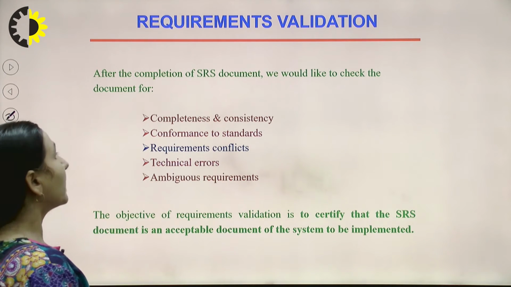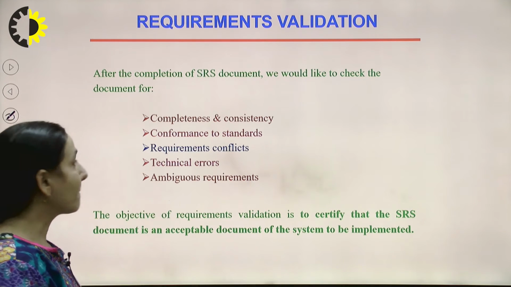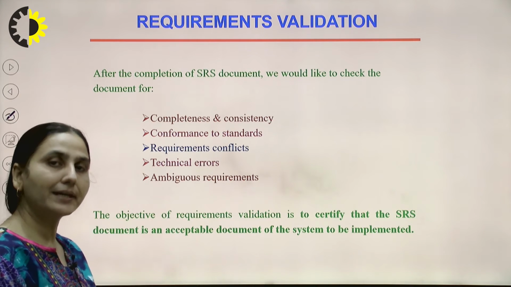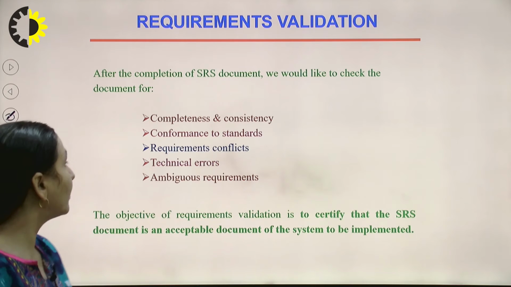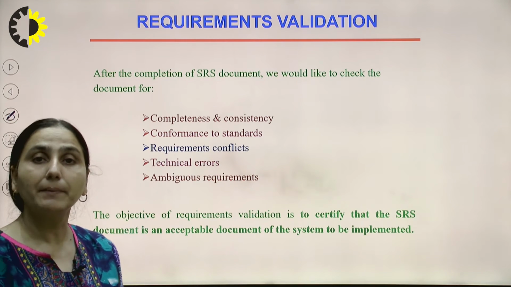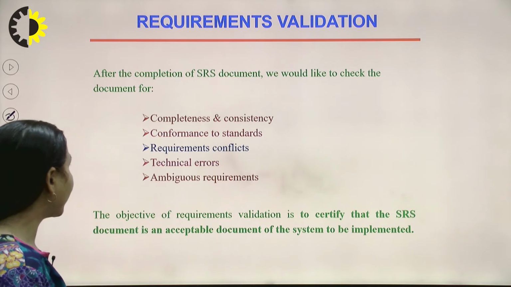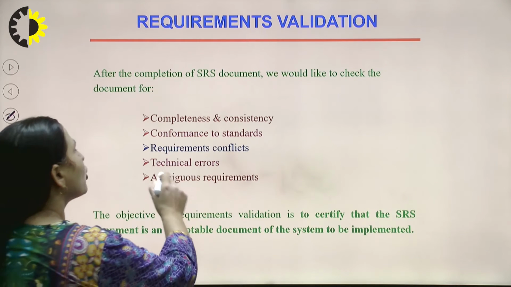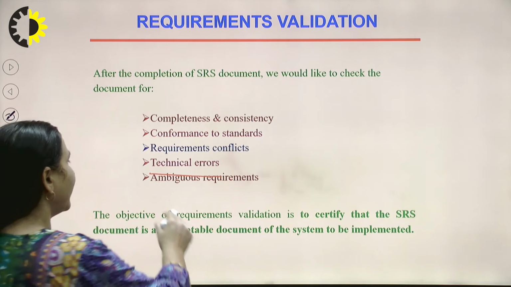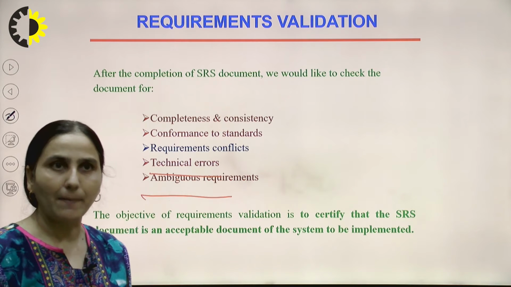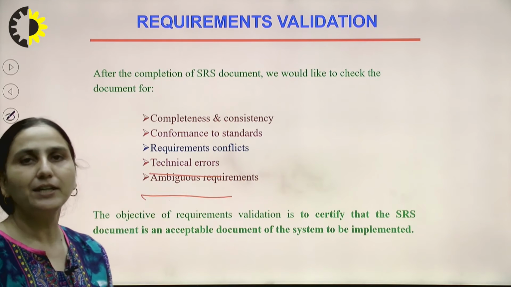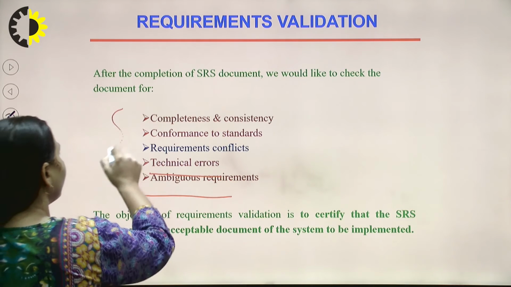So, first is completeness and consistency, and conformance to standard. Is it conforming to a particular standard that needs to be followed? Then again, is there any conflict between the requirements? Any conflicts need to be properly catered for. Any technical errors need to be properly validated, and also any ambiguous requirements. So, once the SRS document is done, we need to check the document for these types of issues.